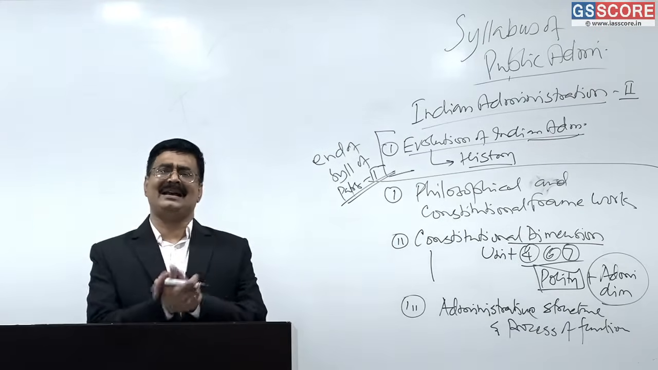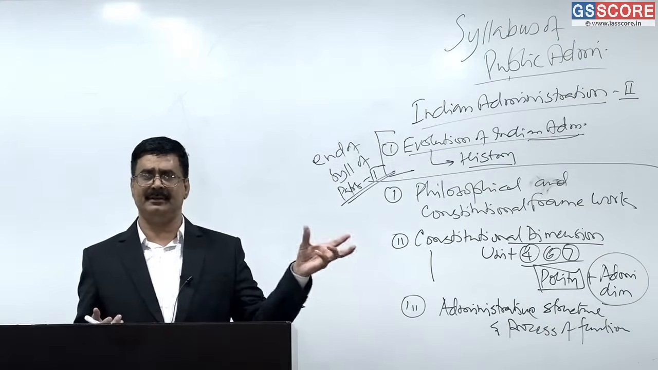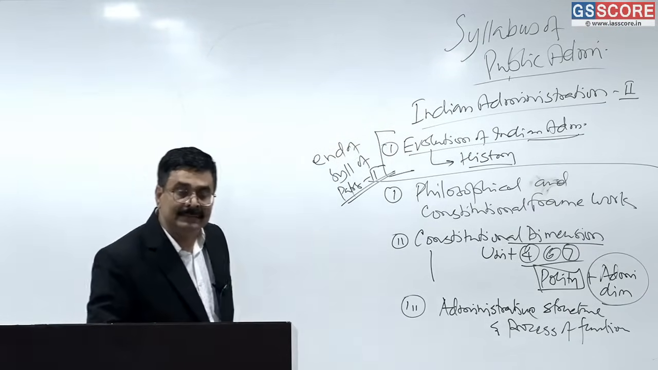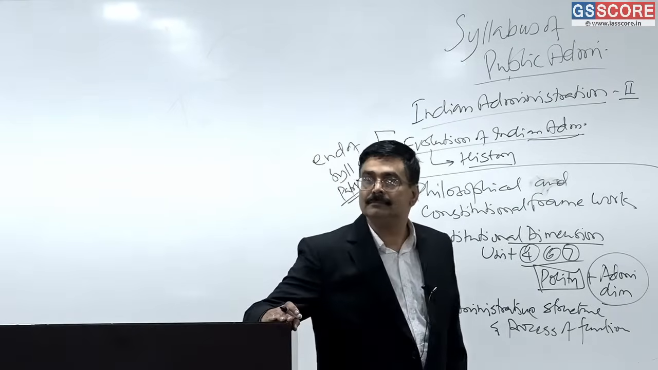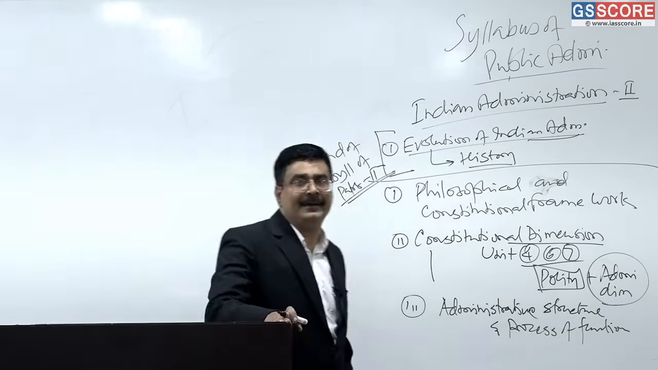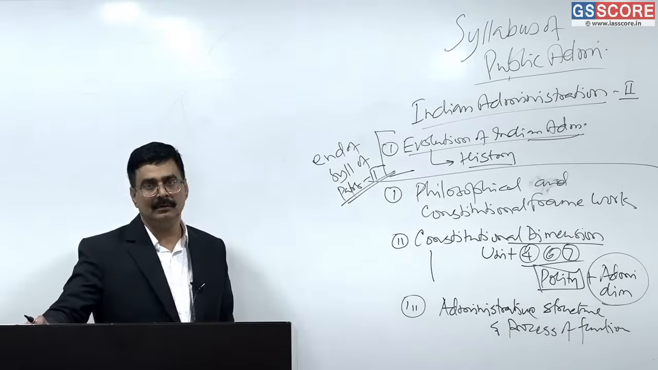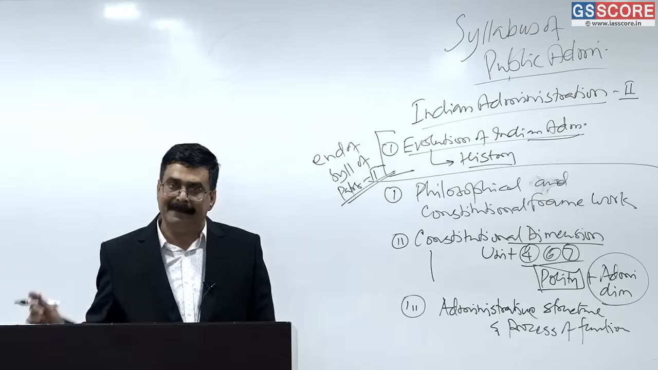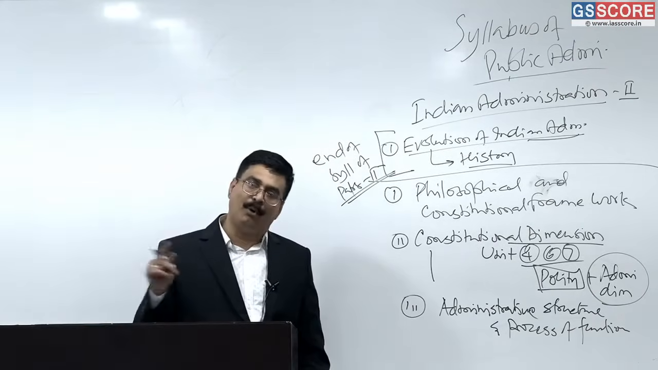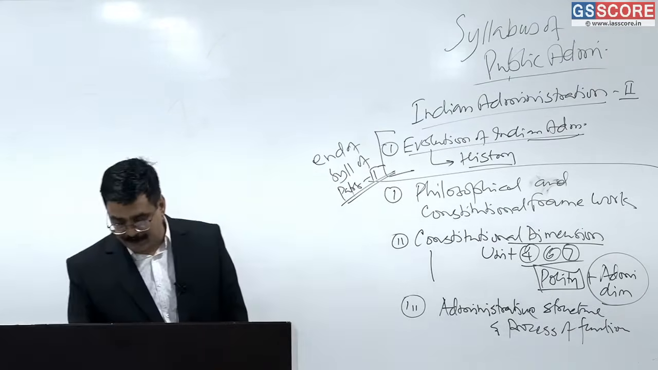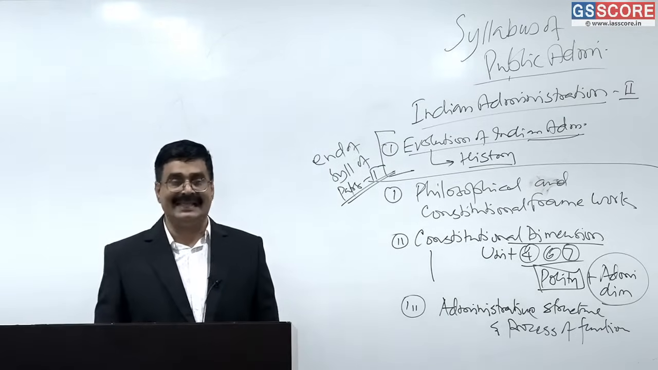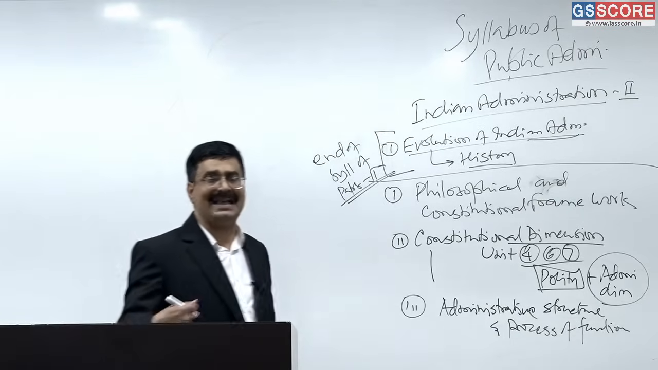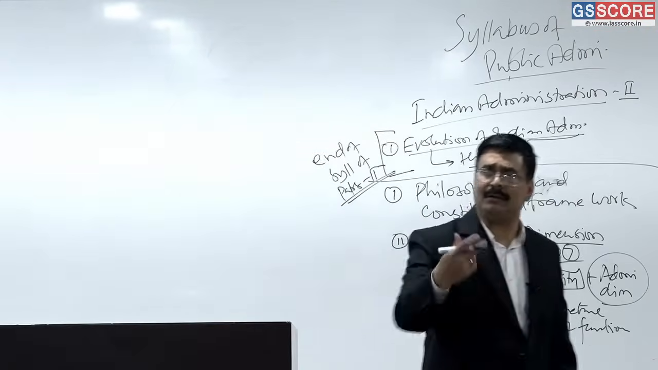Now some arrangements are made wherein from paper 1, lot of things have been included in paper 2. Like in paper 1, Unit 4, ministries, departments, boards, commissions, attached office, all those are there. And they are included with the study of the secretariat, because they happen to be the part of the secretariat.